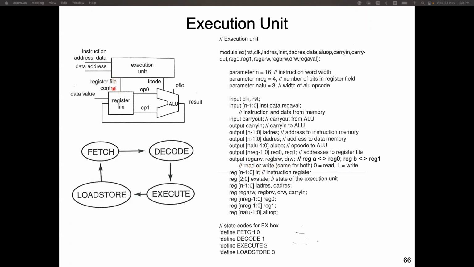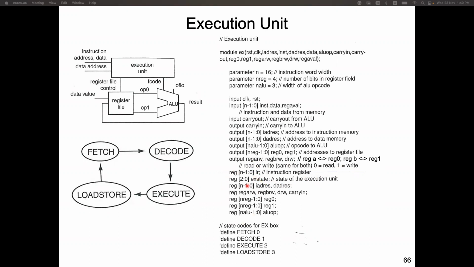And control signal to the register file, including register A read or write, register B read or write, and data read or write. Register A here refers to register 0, and register B refers to register 1. If this register A read/write is 0, then it means read. If it's 1, it represents the write operation.